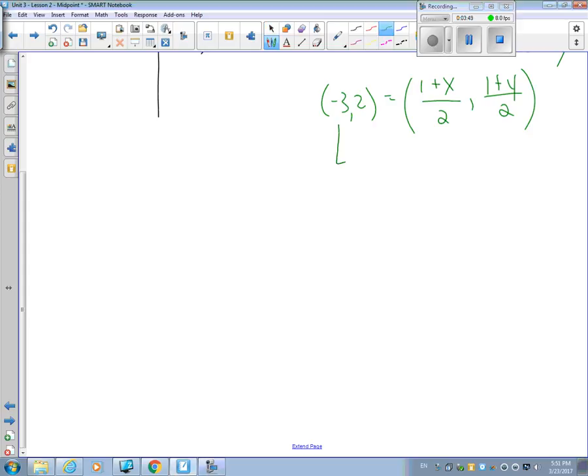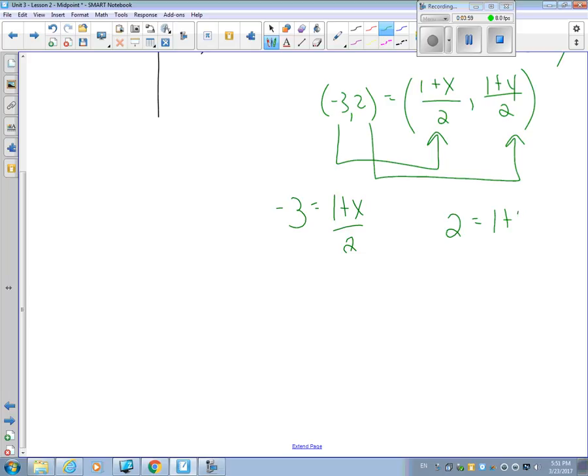So equation number 1 is all about the x's. Negative 3 equals 1 plus x over 2. Equation number 2 is about the y's. 2 equals 1 plus y over 2. We can solve these by using some cross multiplying. 1 times 1 plus x is just 1 plus x. Negative 3 times 2 is negative 6. So in other words, x is negative 6 minus 1, or negative 7.